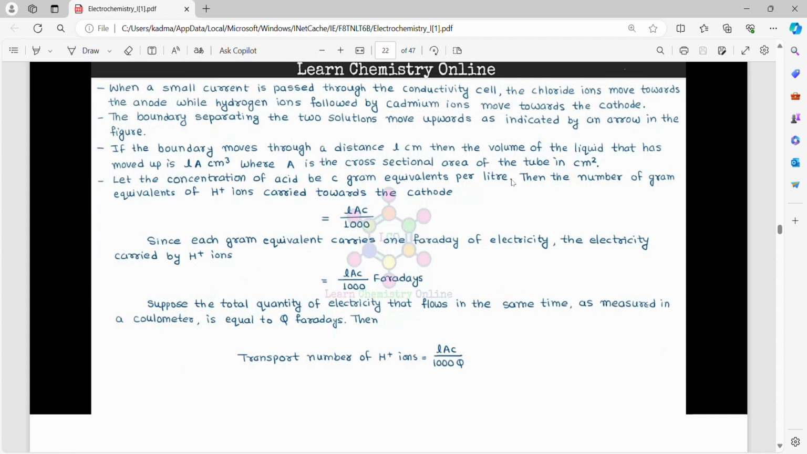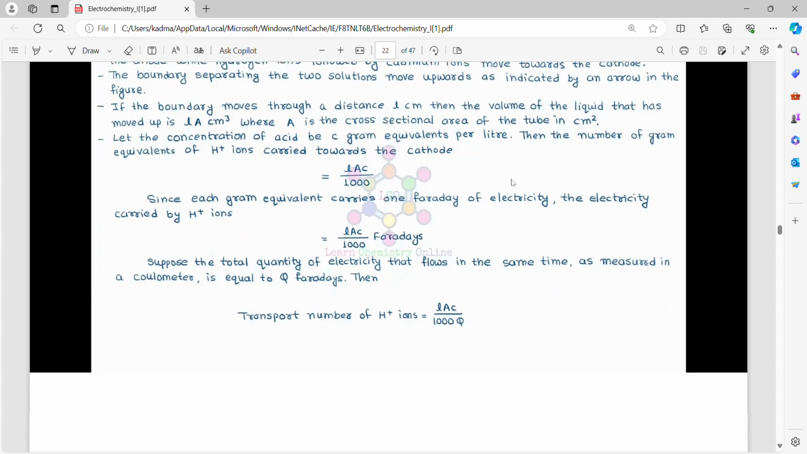If the boundary moves through a distance L centimeter, then the volume of the liquid that has moved up is LA centimeter cube, where A is the cross-sectional area of the tube in centimeter square. Let the concentration of acid be C gram equivalents per liter, then the number of gram equivalents of H+ ions carried towards the cathode is LAC/1000. Since each gram equivalent carries 1 Faraday of electricity, the electricity carried by H+ ions is equal to LAC/1000 Faradays. Suppose the total quantity of electricity that flows in the same time, as measured in a coulometer, is equal to Q Faradays, then the transport number of H+ ion is equal to LAC/1000Q.